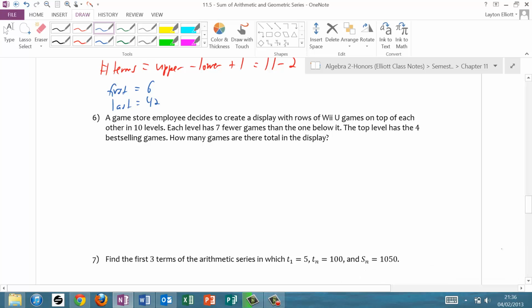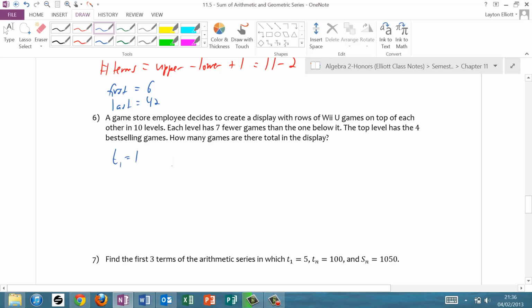A game store employee decides to create a display of rows with Wii U games on top of each other in 10 levels. Each level has 7 fewer games than the one before it. The top level has the fourth best-selling games. So if the top one has 4, T of 1 is 4.